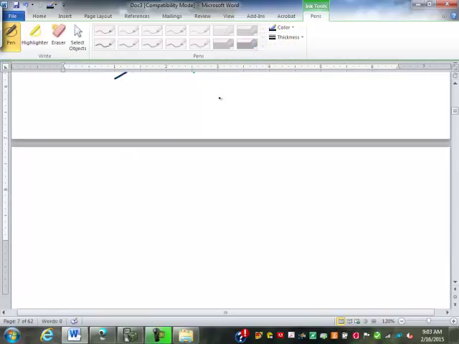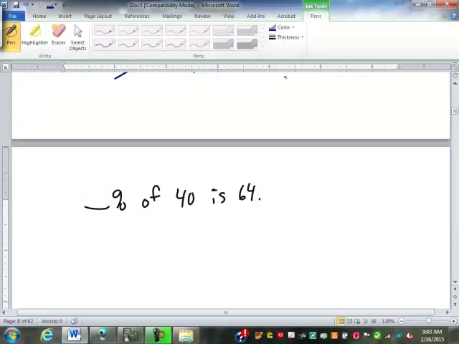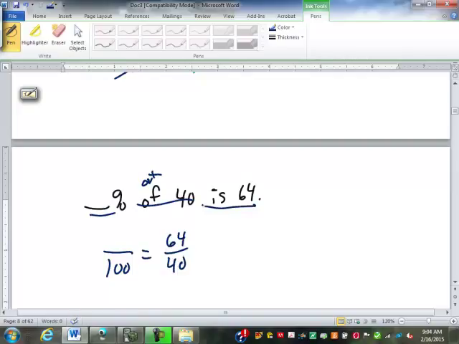Or we might have blank percent of 40 is 64. Looking at this one, where are we going to start? Blank over 100. Good. We're missing the percent. Careful. Out of 40 implies 40 is on bottom. Blank is 64. 64 on top.